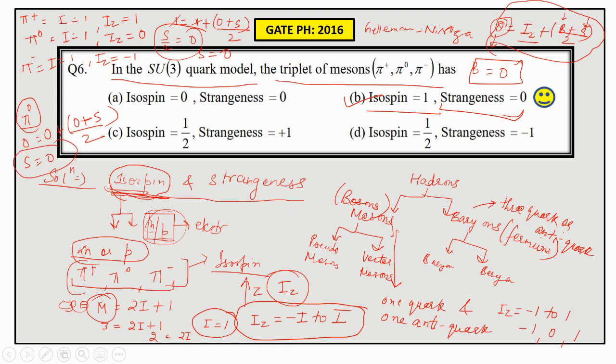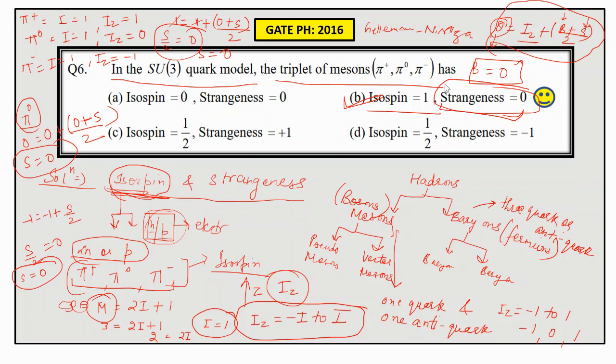Similarly, for pi negative, Q is minus 1, Iz is minus 1, baryon number is 0, so S by 2 equals 0, so S equals 0. So the answer is isospin is 1 and strangeness equals 0. I hope this question is clear to everyone because this question was straightforward.